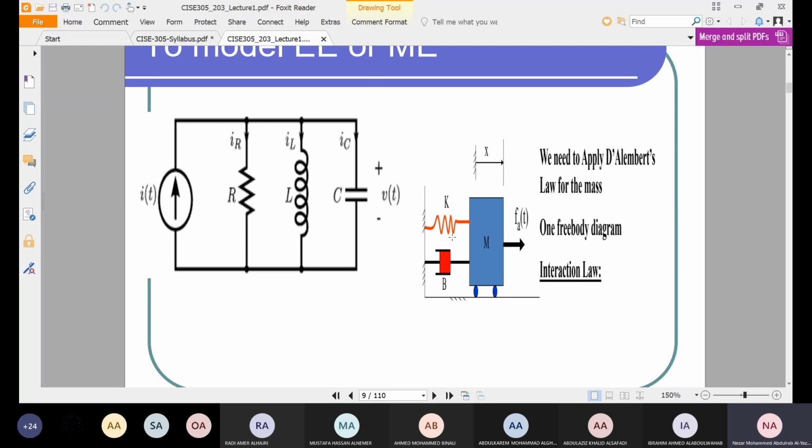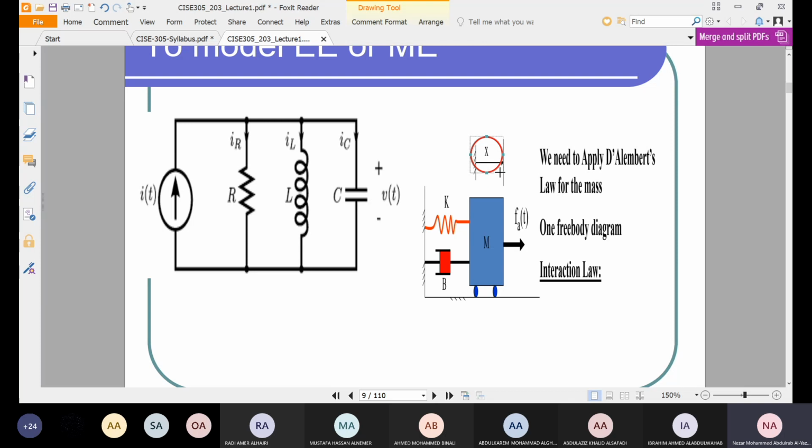And mechanical systems usually come like this one. We apply Newton's second law, or we need to apply D'Alembert's law for the mass. So here, if we have a mass, usually we are interested to compute the displacement that we have here. You can see this is the displacement, or the variable x. Okay, we have variable x here, you can see. So our concern usually is to compute the displacement x, or the output.